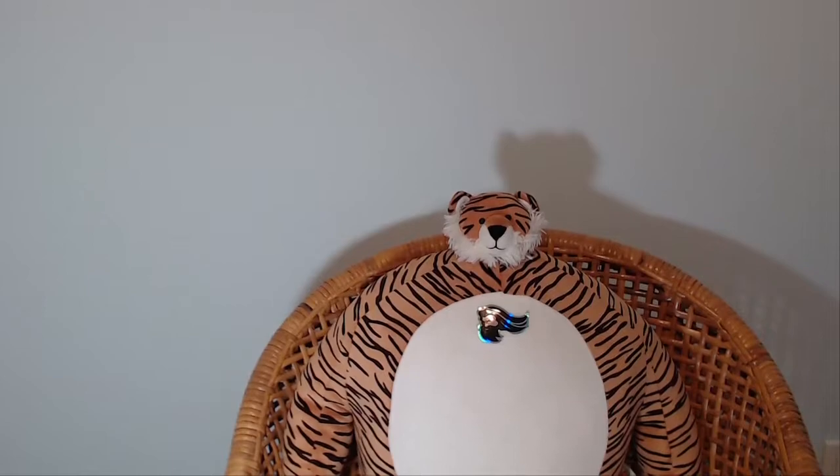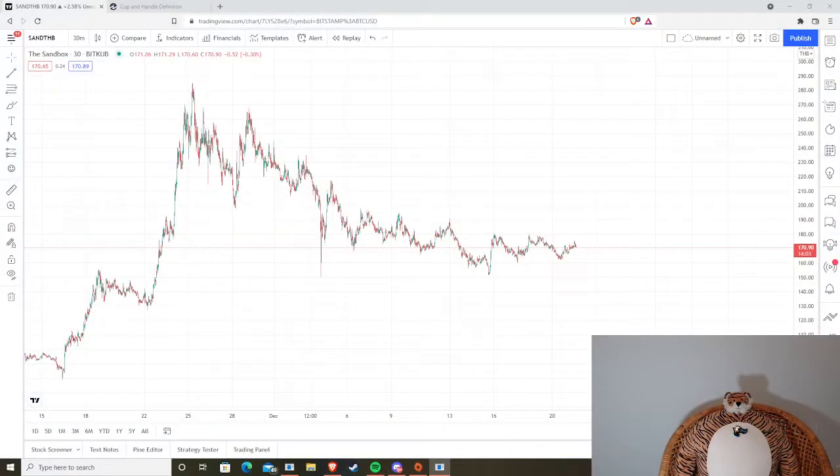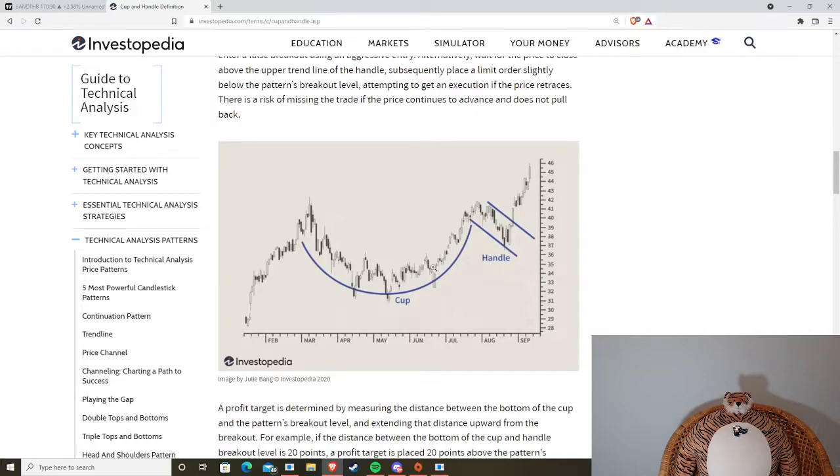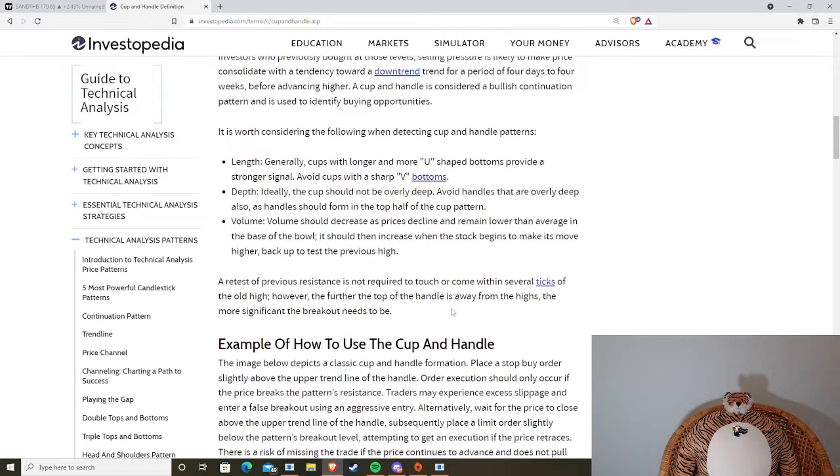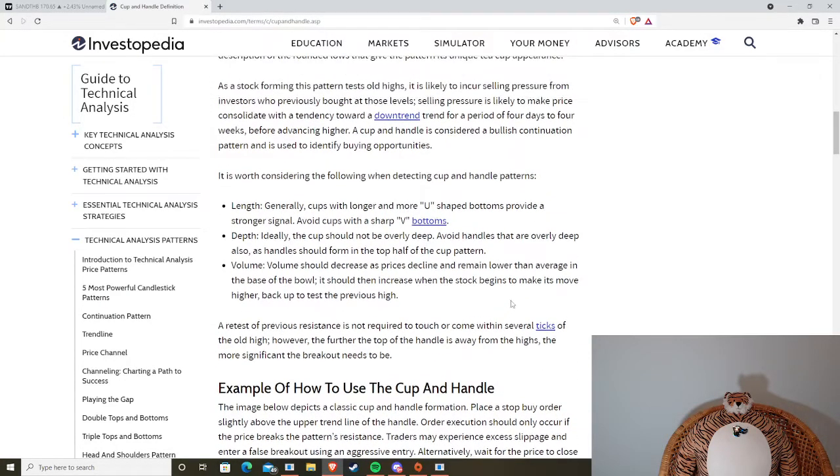Today, I'm going to give you an update on Sandbox, and what I think is going to happen to Sandbox. As you can see here, this is a Sandbox chart, and what I think is going to happen is this cup and handle, and why is that? This explains it perfectly. Let's see if I can find it.